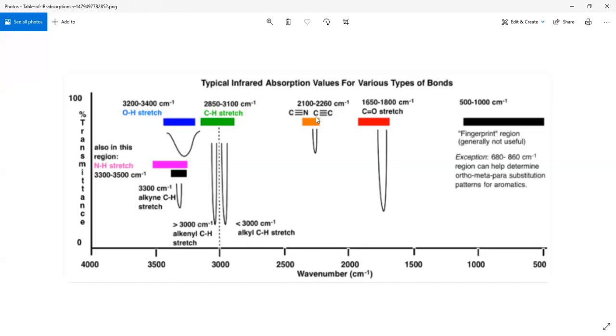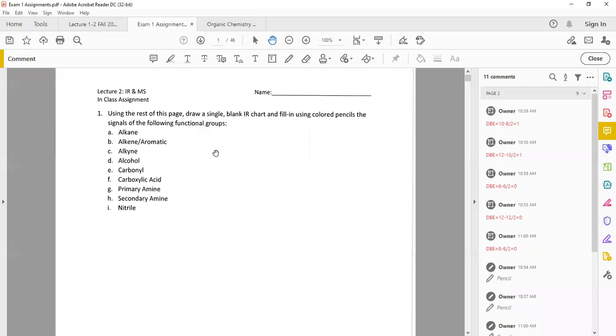But when we have triple bonds, we can have the peak around here, between 2100 and 2260. So that is what is being asked, basically, in the first question. Let me go back to the assignment. So basically, when we look, they have options from A to I to see what is the most important.